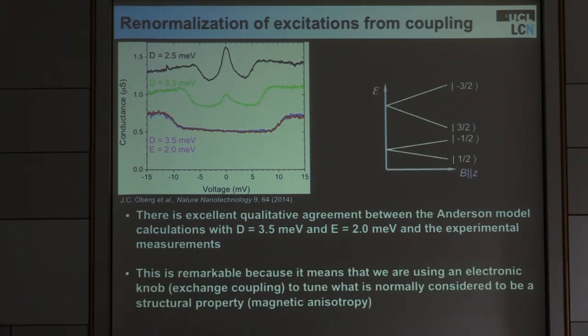So why is this particularly interesting? Well, it's interesting because before, what I told you is that this magnetocrystalline anisotropy was more or less the crystal structure around the system.